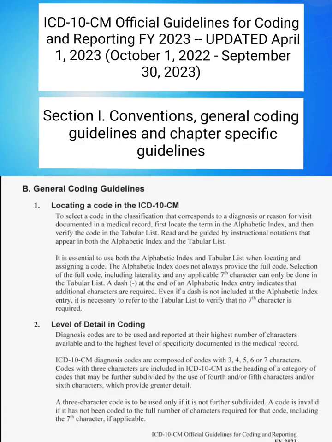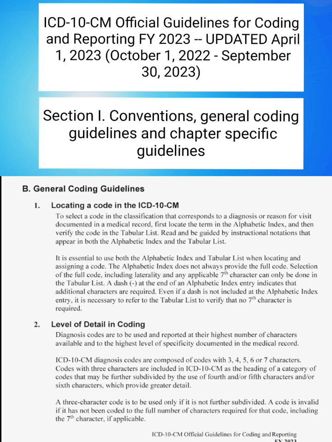B. General Coding Guidelines. 1. Locating a code in the ICD-10-CM: to select a code in the classification that corresponds to a diagnosis or reason for visit documented in a medical record, first locate the term in the alphabetic index, and then verify the code in the tabular list. Read and be guided by instructional notations that appear in both the alphabetic index and the tabular list. It is essential to use both the alphabetic index and tabular list when locating and assigning a code.